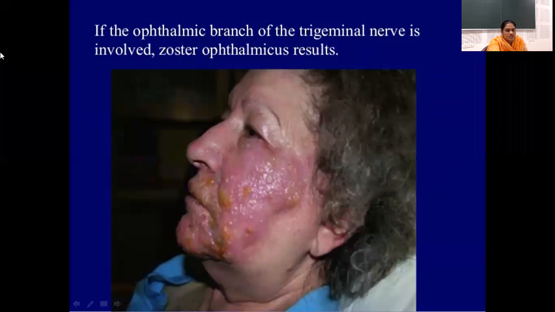These are complications of herpes zoster. If the ophthalmic branch of the trigeminal nerve is involved, then zoster ophthalmicus results. You can see the blisters.